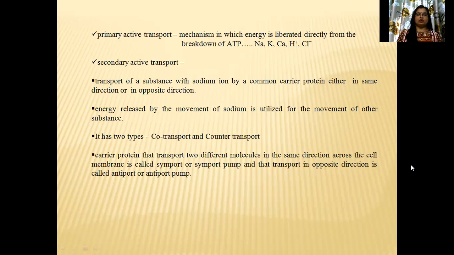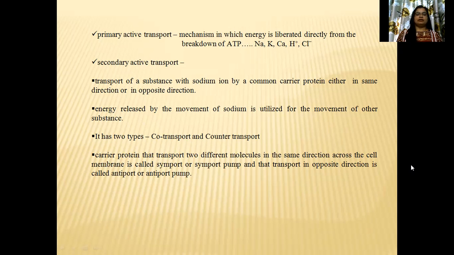Primary active transport is a mechanism in which energy is liberated directly from the breakdown of ATP, like transport of sodium, potassium, calcium, hydrogen ion, or chloride ion. Secondary active transport is transport of a substance with sodium ion by a common carrier protein, either in the same direction or in the opposite direction. Energy released by the movement of sodium is utilized for the movement of other substances. It is of two types, co-transport and counter-transport.